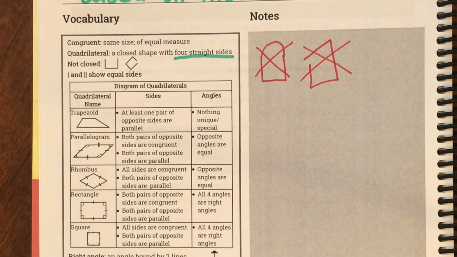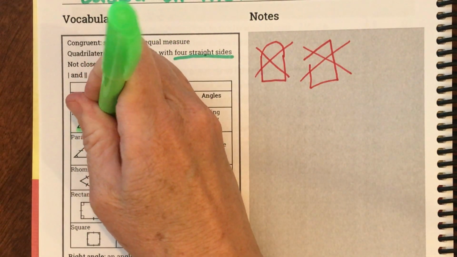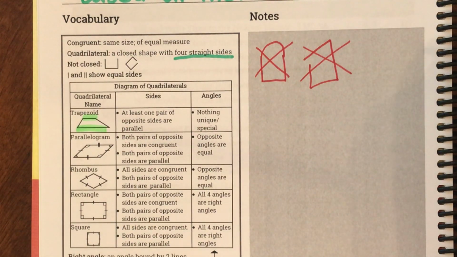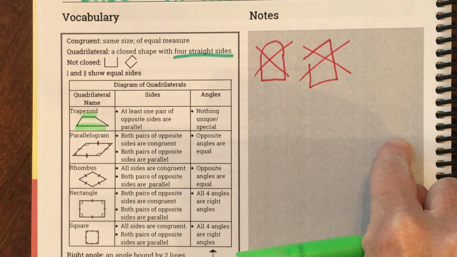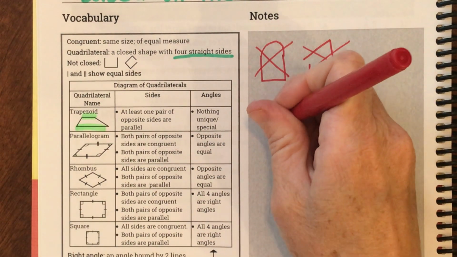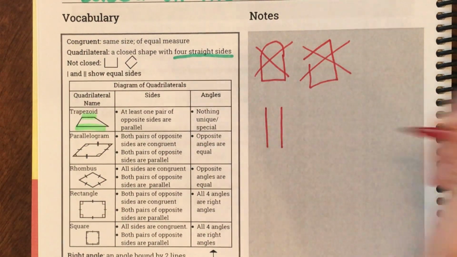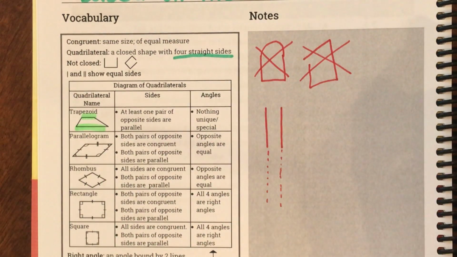The first one is a trapezoid. A trapezoid. And it says at least 1 pair of opposite sides are parallel. So in this trapezoid, I'm going to highlight it so you can see these 2 lines are parallel. Parallel means that they'll never touch. If I got a ruler and I kept drawing them, they're never going to touch. So I'm going to show you some examples of parallel lines here. So these 2 lines are parallel, because if I keep going, they're not going to touch.